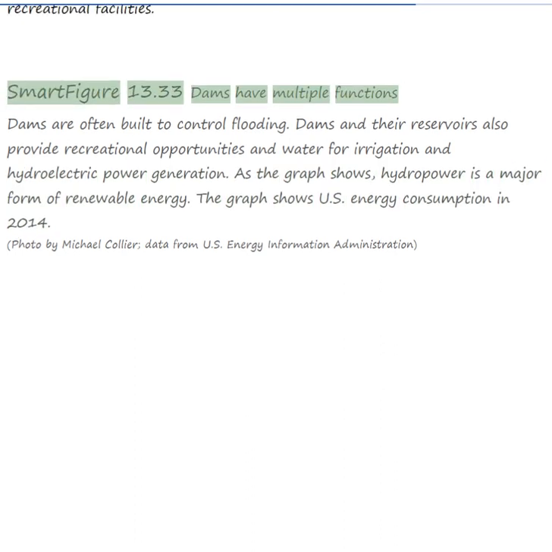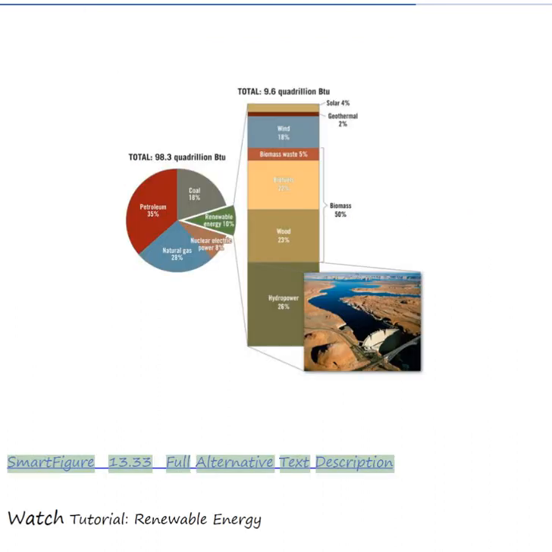hydroelectric power generation. As the graph shows, hydropower is a major form of renewable energy. The graph shows U.S. energy consumption in 2014. Smart Figure 13.33: Dams have multiple functions. Smart Figure 13.33 full alternative text description.